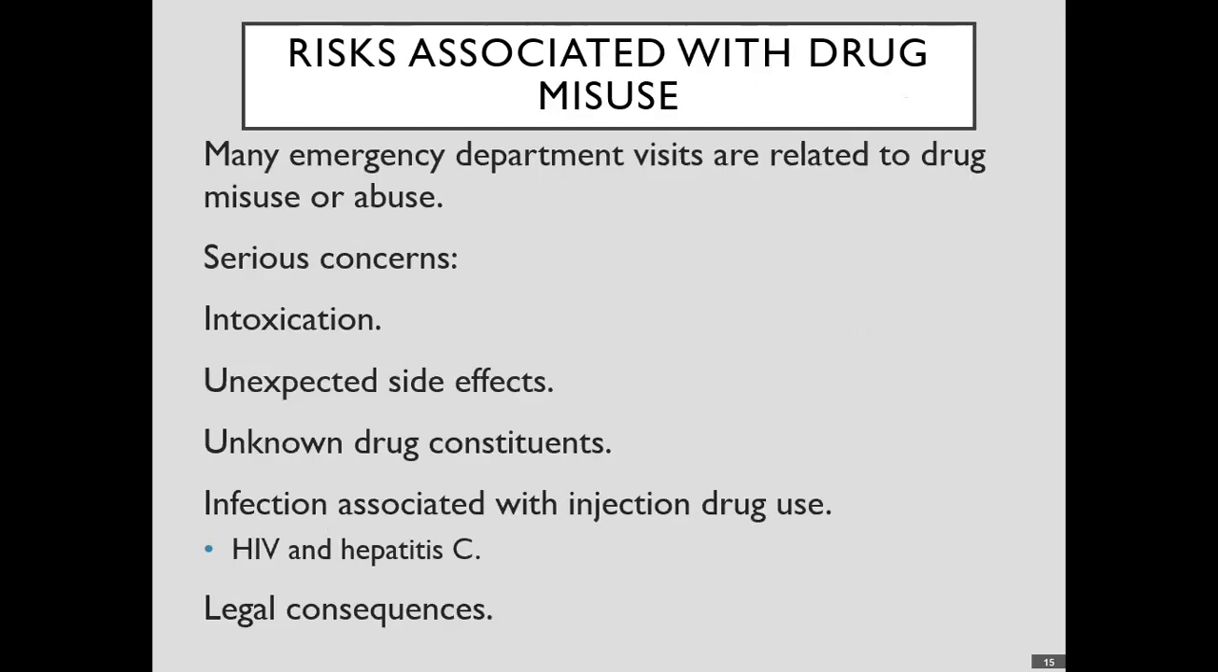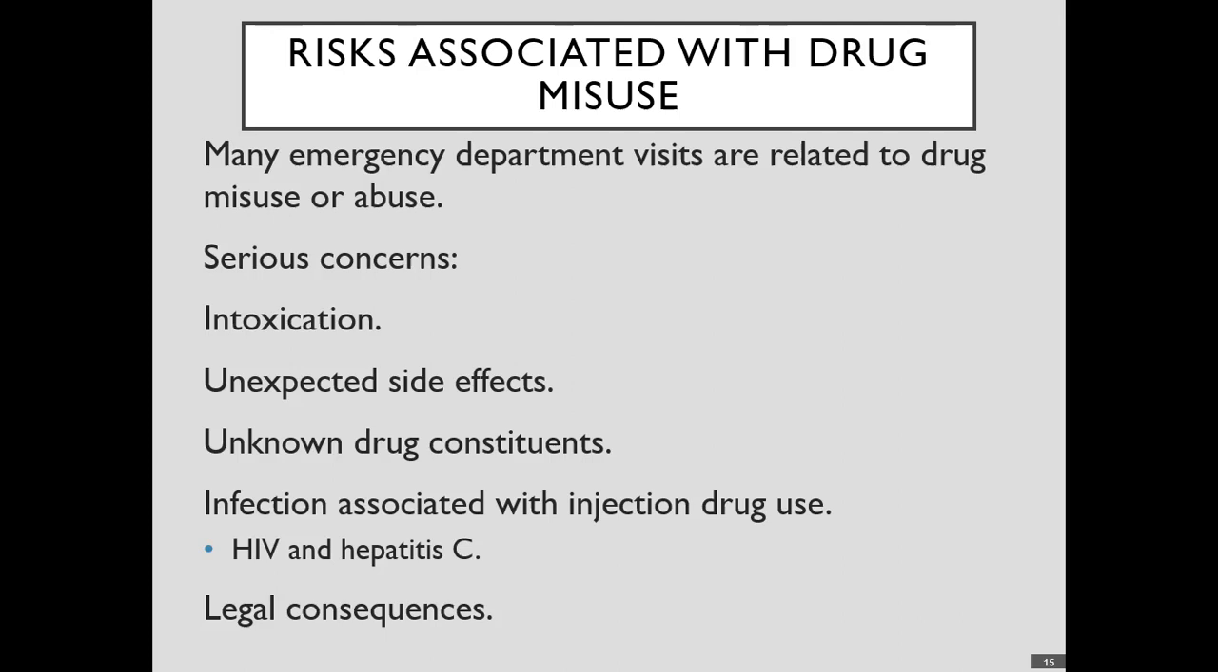So the risk associated with drug misuse: in 2016, over about 600,000 emergency room visits related to drug misuse or abuse were reported, and the number could really be as high as 1.3 million. Other serious concerns include intoxication, which is people under the influence of drugs who are more likely to be injured from a variety of causes and may be involved in incidences of aggression and violence.